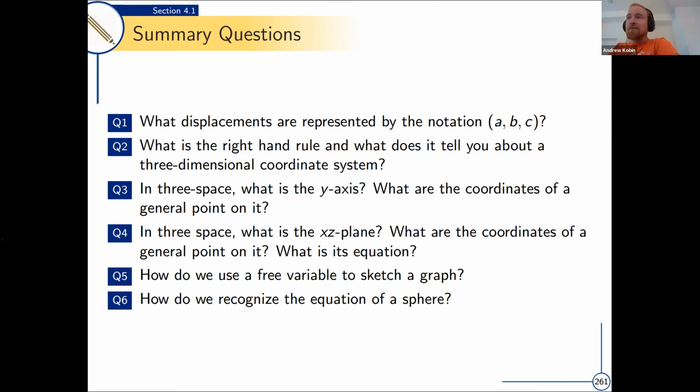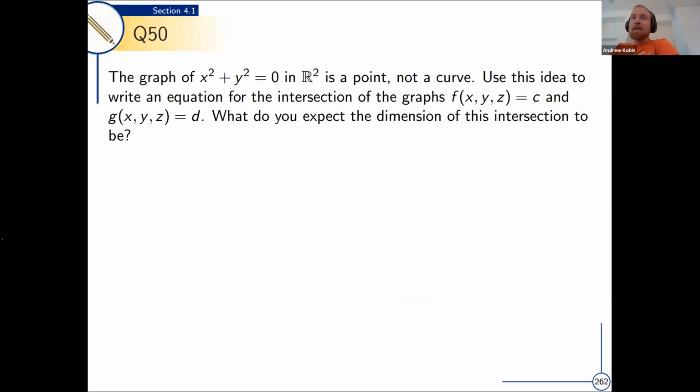After you've thought about these summary questions, here are some warm-up problems before the classwork that we'll do in person. I'll just show you these. You can pause and read these on your own. These are also in the textbook.